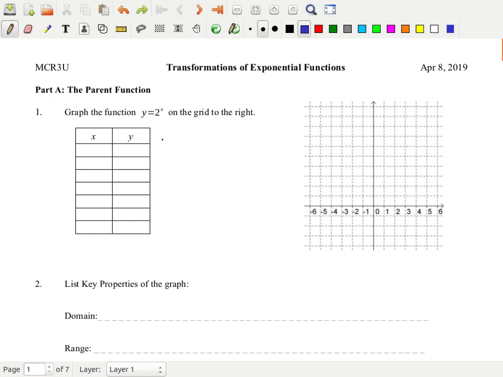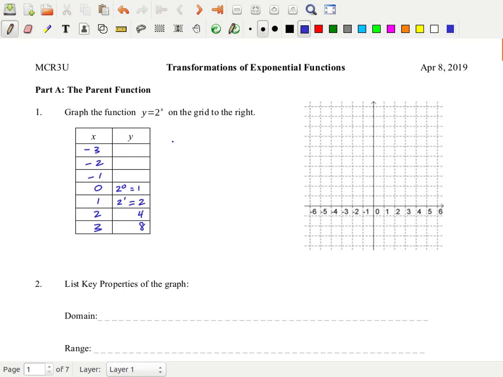We're looking at exponential functions, and in particular we're going to start off looking at the exponential function y equals 2 to the x. So I'm going to graph this on the grid to the right. Fairly standard set of values I'm going to use here. For my x coordinates, I'm just going to start at -3 and go to +3. For my y values, let's start with the easy ones. So we start here with 2 to the 0, which is equal to 1, 2 to the 1, which is equal to 2, 2 to the 2 is equal to 4, 2 to the 3 is equal to 8.